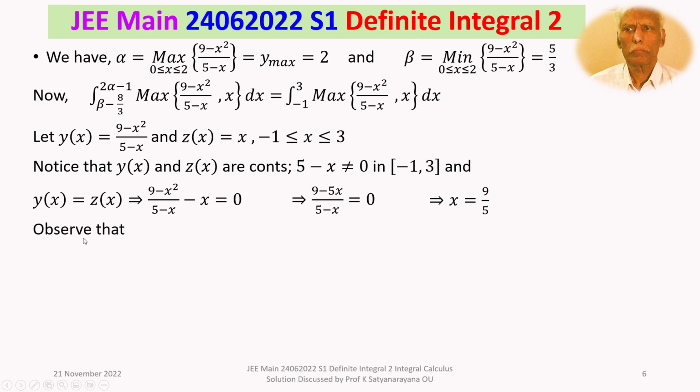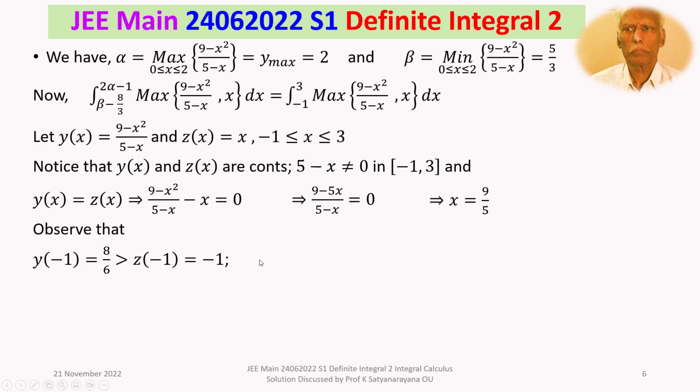So first observe that y at minus 1 is (9 minus 1) by (5 minus of minus 1), that is 8 by 6. And what is the value of z at minus 1? Z at minus 1 is minus 1 only. Which is bigger? 8 by 6 is greater than minus 1. So y of minus 1 is greater than z of minus 1.